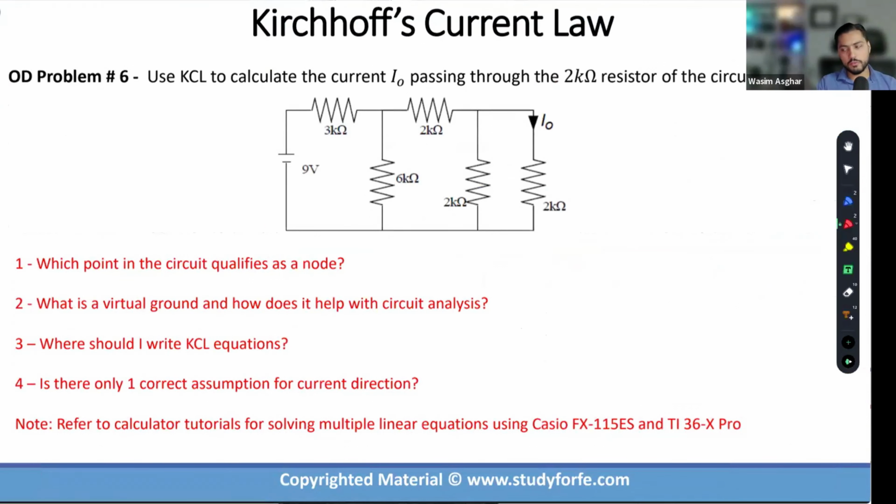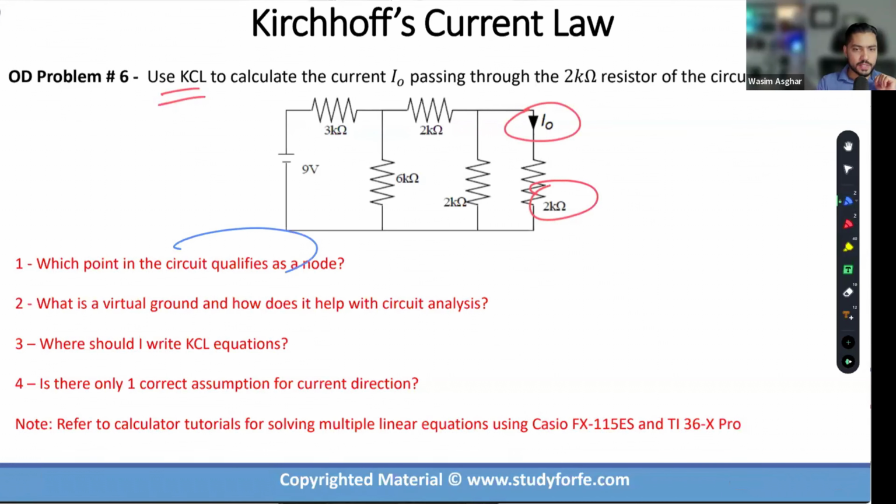This is a problem from one of my examples that I do in my on-demand course, and we'll quickly work through this. I'm asking you to do a KCL to calculate the current I0 that is passing through this 2K resistor. Make sense? So how will we go about it? There are a few steps that are very important to take. Number one is to mark the nodes at which you are going to write KCL.